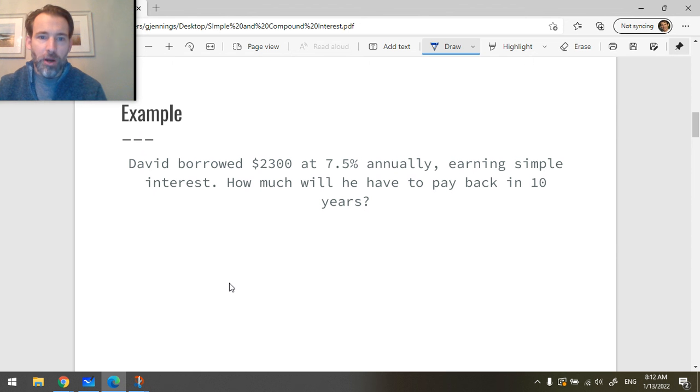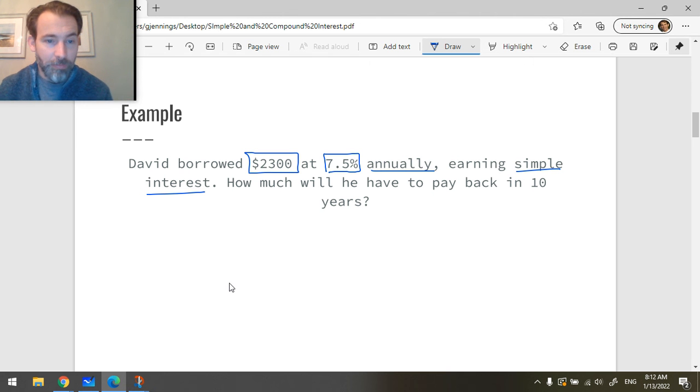So, if David borrowed $2,300 at 7.5% interest annually, earning simple interest. So, these are all important ideas. Okay, we're going to need these numbers everywhere. So, here we want to first understand what these are.